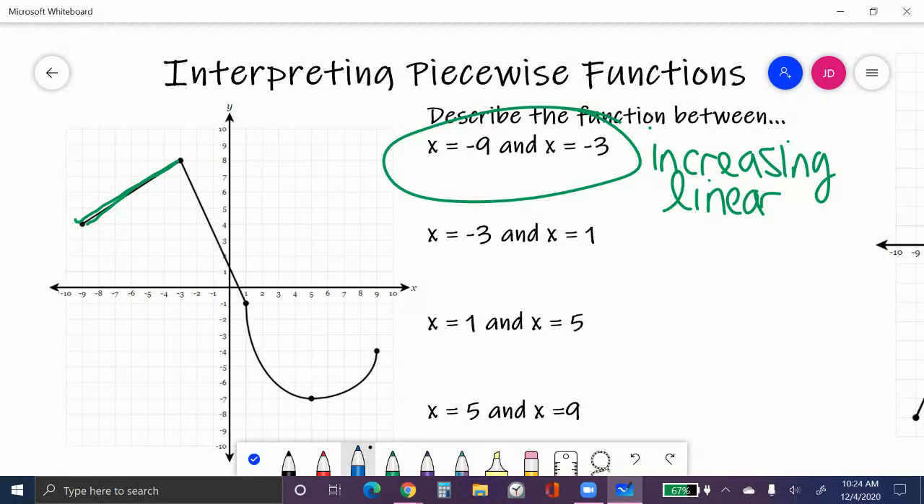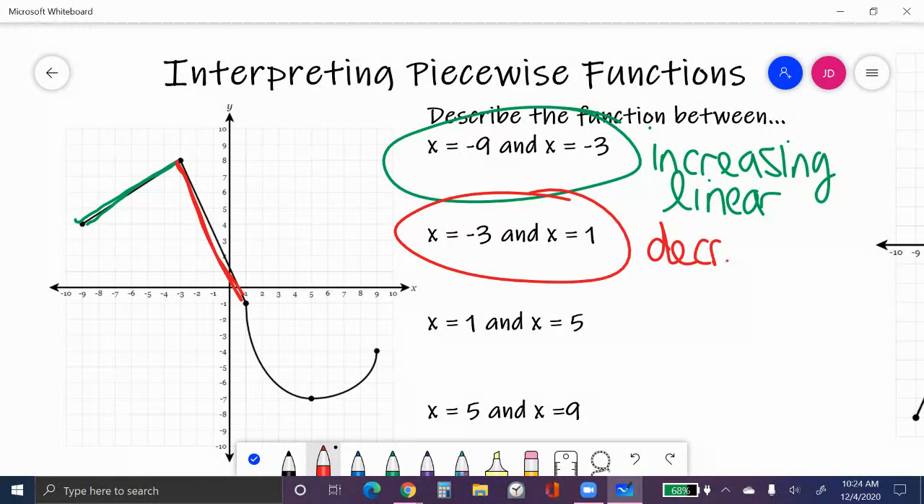Okay, the next portion. Negative 3 and 1. Negative 3 starts up here, right? And positive 1 goes all the way down here. So this portion right here is going to be represented by this piece. So this is decreasing. It's going down from left to right. And also linear. It's a straight line.